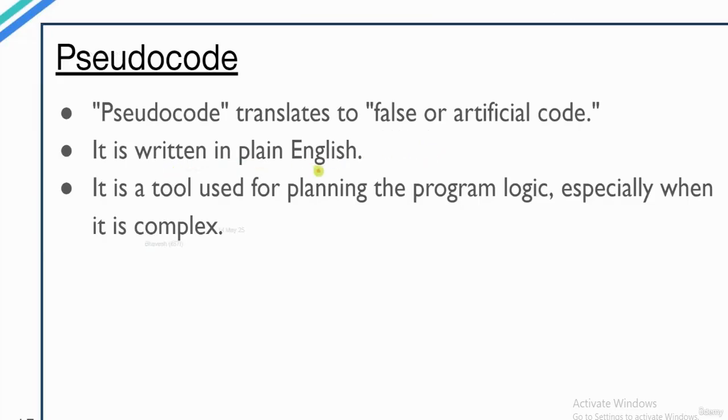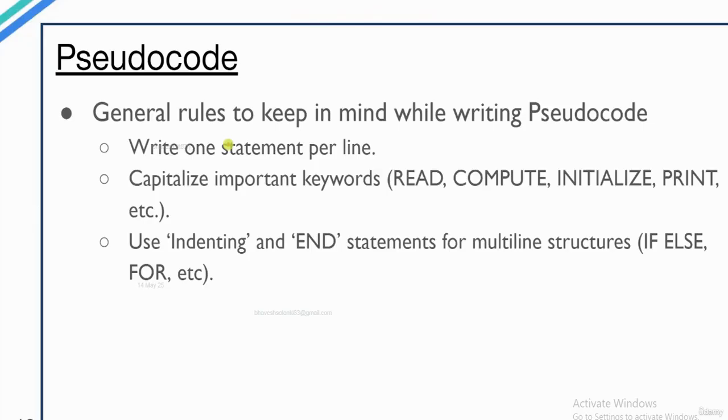It is written in plain English. Now, how is it useful? It helps us plan the entire logic of the program before writing the code. By writing a pseudocode, one is specifically describing the tasks that the program should do in order to fulfill the objective at hand. So there are a few basic rules to keep in mind when writing a pseudocode.